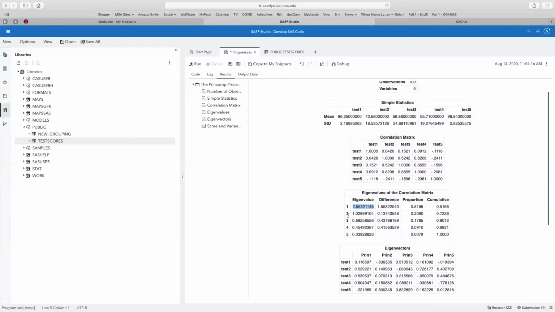Now, what proportion of variance is explained by the second principal component taken by itself? That would be 0.20. Now, how much variance can I explain with 3 principal components altogether? Together, the first 3 principal components explain 90% of the variance in the data.